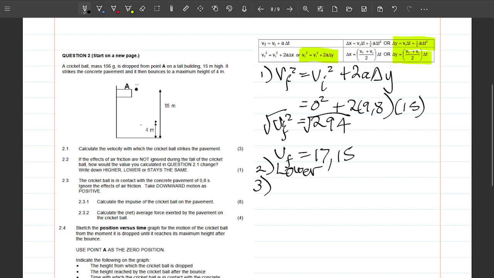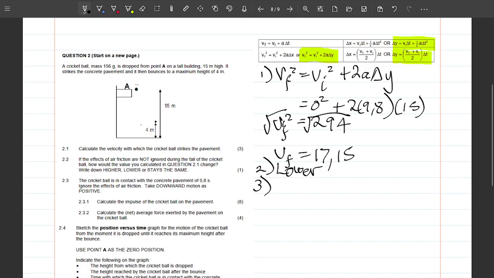Anyway, the one that follows says, the cricket ball is in contact with the concrete pavement for 0.8 seconds. Calculate the impulse of the cricket ball on the pavement. Take downwards motion as positive. Cool, I'll take downwards motion as positive. So this is an impulse question because we have time involved in this case.